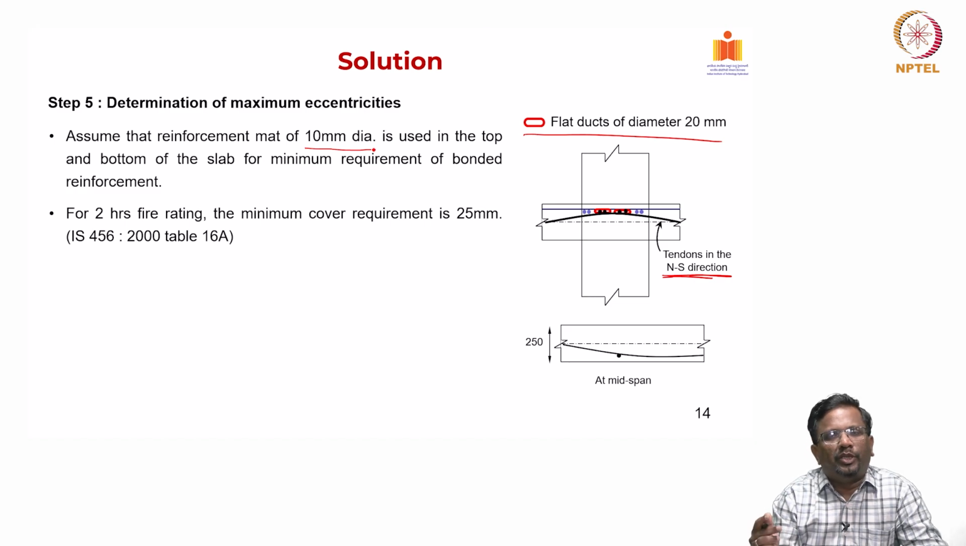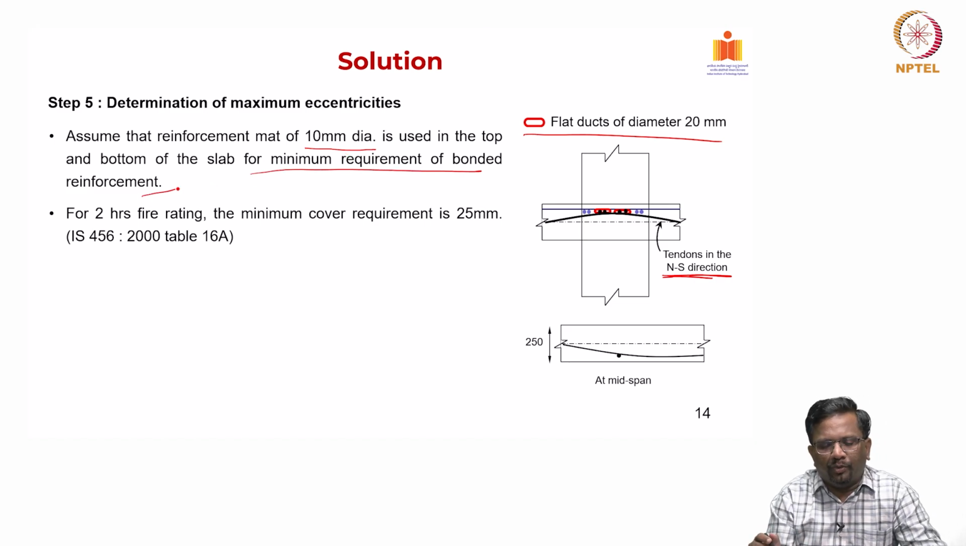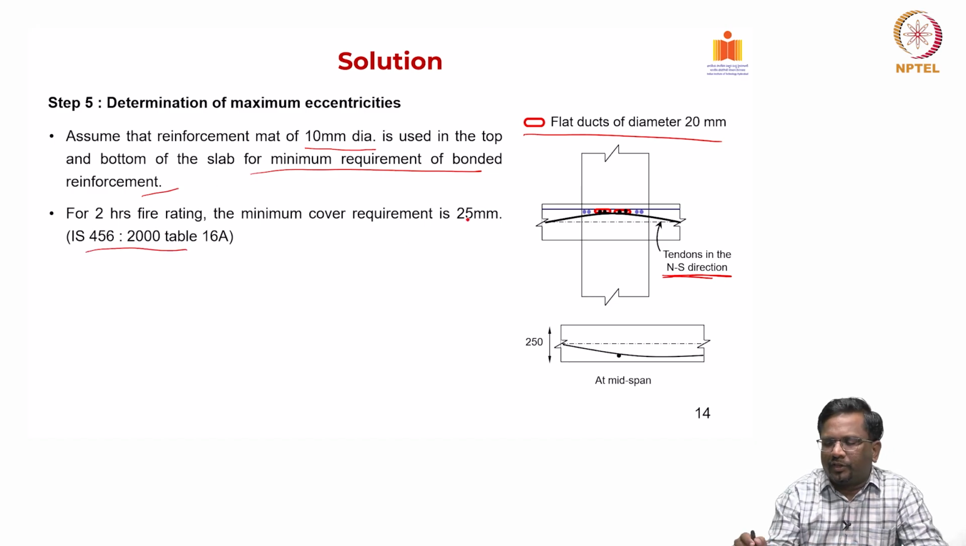So you need to have some minimum bonded steel as per the code requirement. So we say that okay, I am going to have a 10 mm dia normal non-prestressed steel at the top and bottom of the slab for meeting the minimum requirement for the bonded reinforcement. If I do that, then again for the 2-hour fire rating as per IS 456, you need to have minimum clear cover of 25 millimeters.